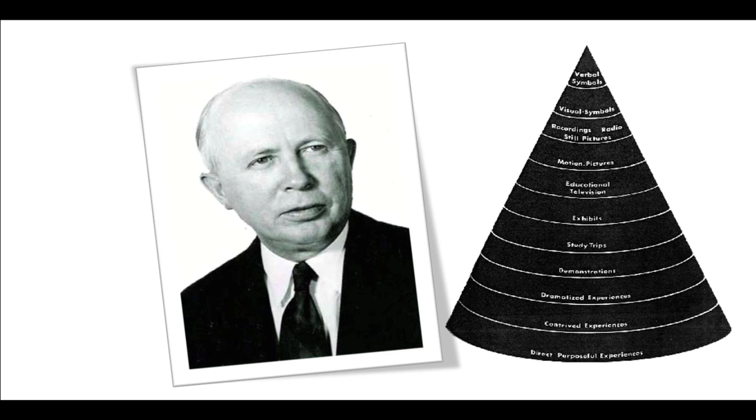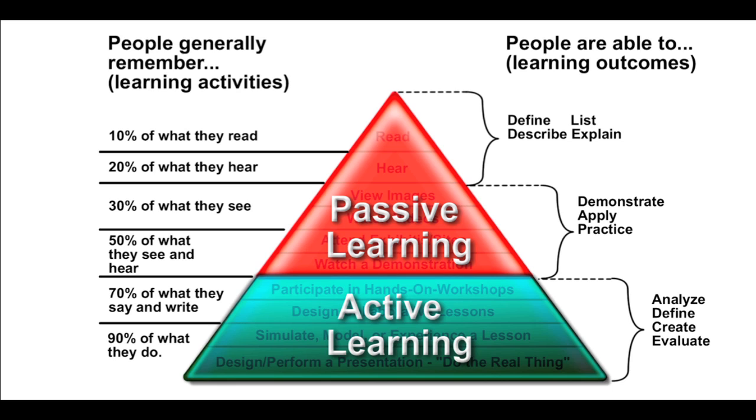Now, you've probably seen this in a variety of formats. Quite often it looks like this. And if you just simply Google cone of learning or Edgar Dale, you will see hundreds of different versions of this graphic. What it suggests is that we only remember 10% of what we read, 20% of what we hear, 30% of what we see, and so on. Those are passive learning strategies. What we do remember more, however, are the things that we do in an active way: writing, saying, or doing.